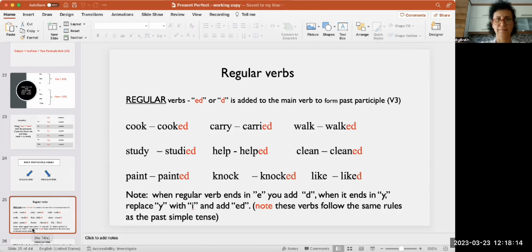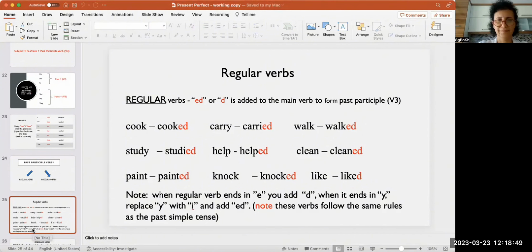Now, here's one, carry. Carry with a Y, remove the Y to I, and then add ED, carried. Help, simple, we just add ED to it. Knock, add ED to it, knocked. Walk, we just add ED. Clean, we add ED. And like, now like is one of those verbs, it's the only one here, with a verb ended with the E, and we just added D to it.